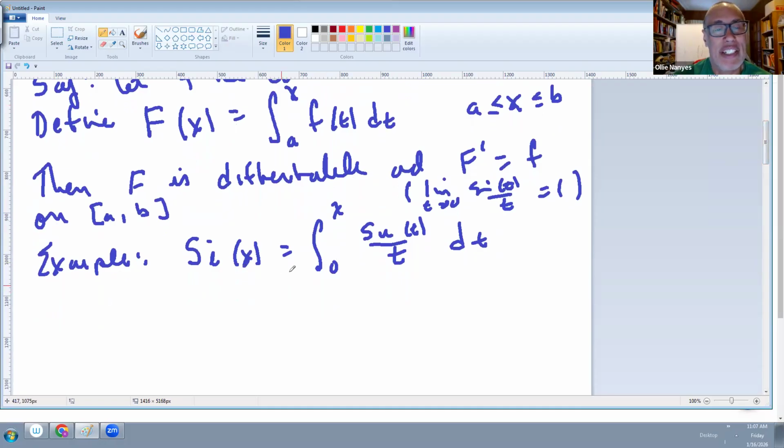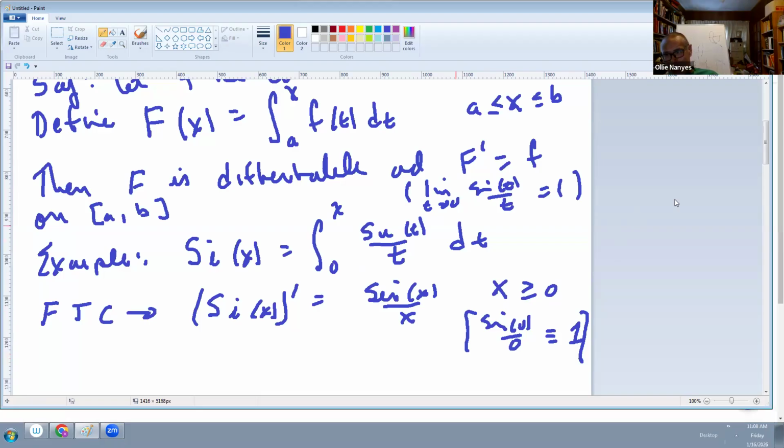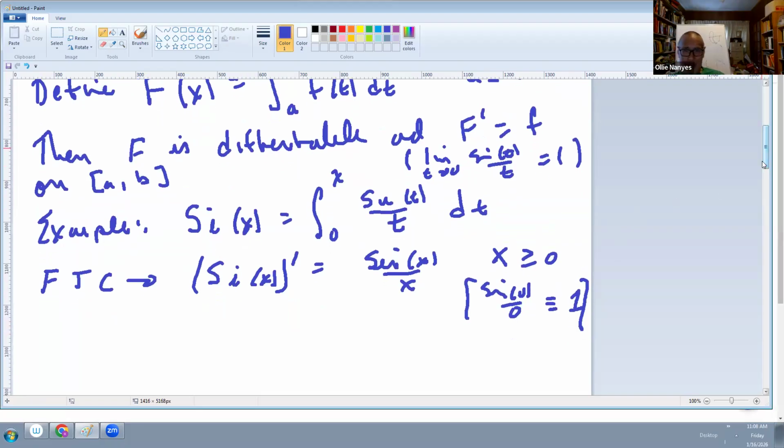So if you define this function Si of x, what the fundamental theorem of calculus actually tells you is that the derivative of this with respect to x is going to be sine of x over x for x greater than or equal to 0, with the understanding that sine 0 over 0 we're going to define to be 1. I know we should actually be doing a limit, but I don't really care about that right now. This is differential equations, but technically we mean the limit of sine x over x as x goes to 0 from the right is equal to 1, but that's too much writing.